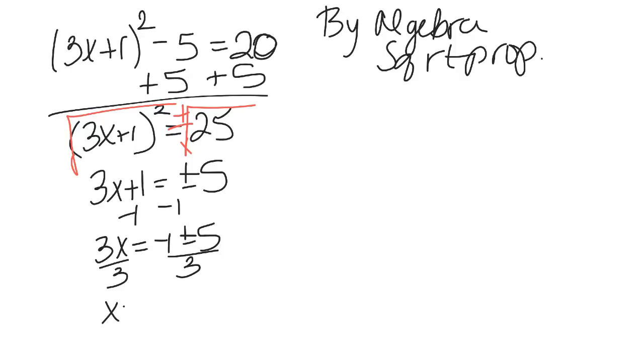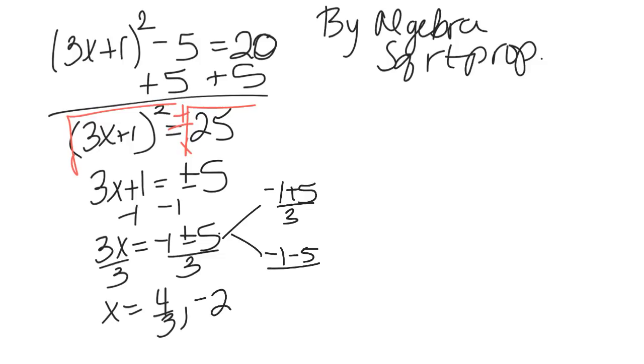Divide by 3, and x equals negative 1 plus 5 is 4, 4 divided by 3. Negative 1 minus 5 is negative 6. Negative 6 divided by 3 is negative 2. So we do two things, negative 1 plus 5 over 3, and we do negative 1 minus 5 over 3 to get our two final answers.